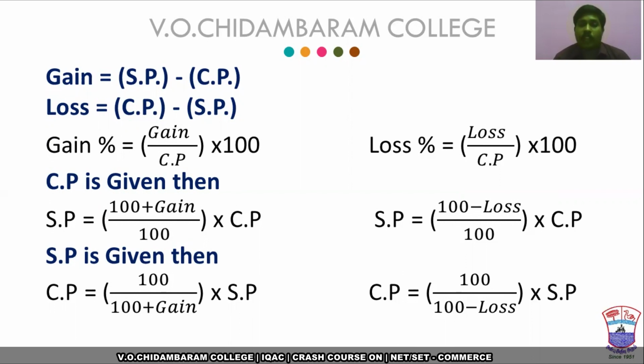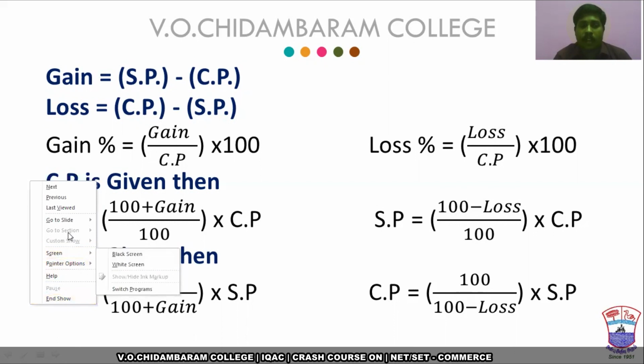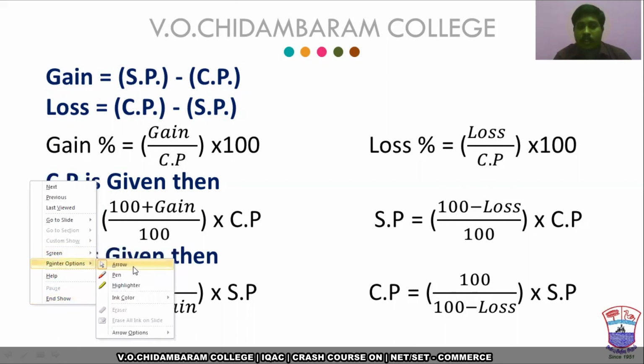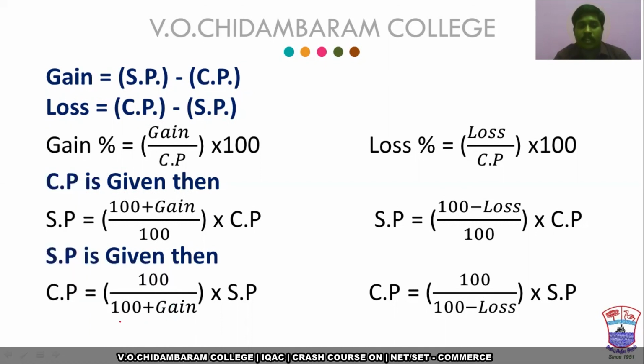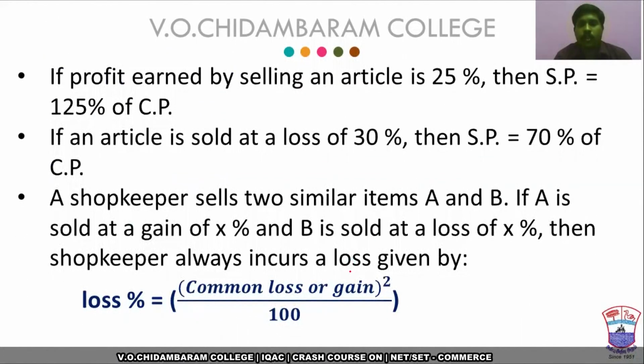That is, cost price is nothing but 100 by (100 plus gain) into selling price, and 100 by (100 minus loss) into selling price. So using the reciprocal of the previous formula, you can find it out. So these are some tips that you can use in problems of profit and loss.